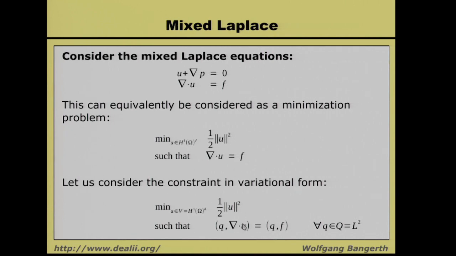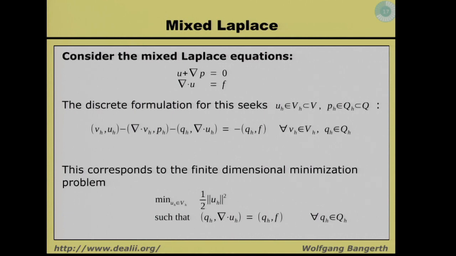And in variational form, that means div u times q equals q times f for all q in our test space. So if I make this into a discrete variational formulation, then it gives me something like this, and the discrete minimization problem looks something like this. So again, I have as many constraints here as I have elements in my space Qh.